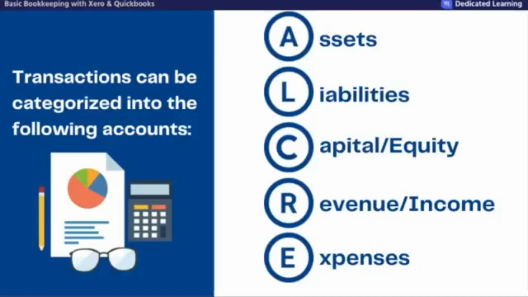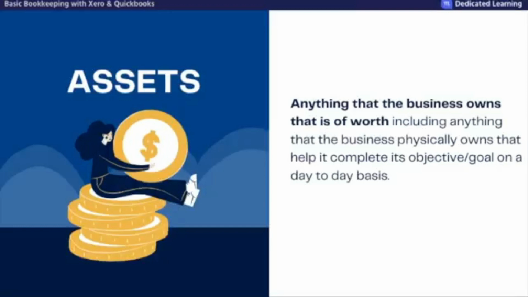To make it easier for you to remember these accounts, you can use the acronym ALCRE. Let's go through each of these accounts separately so you guys have a better idea of what each thing is. So, first, let's talk about assets. Assets are essentially anything that your business owns that is of worth, which includes anything that the business physically owns that helps it complete its objective or goal on a day-to-day basis.